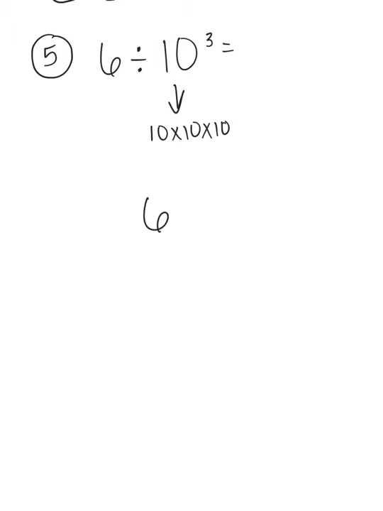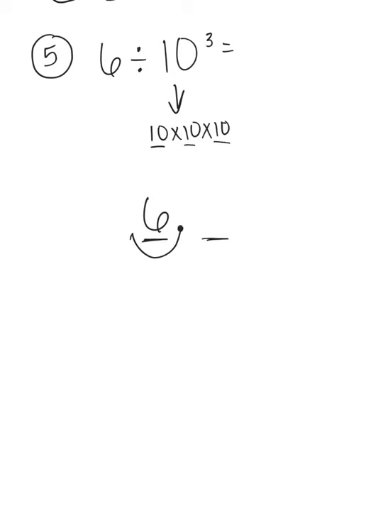All right, let's look at number 5. I have 6 divided by 10 to the third power. That is the same thing as saying 10 times 10 times 10. So instead of 1 power of 10 or 2 powers of 10, I now have 3 powers of 10. So 6 wholes is the same thing as 6 with a decimal at the end, because remember that decimal separates my whole numbers from my part of a whole. So because we're dividing, we're going to move the decimal to the left 3 times, because we have 1 power of 10, 2 powers of 10, 3 powers of 10.